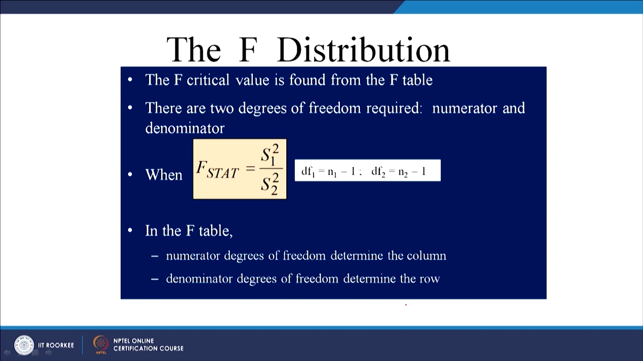So, let us look at this test. We have to find out the critical value from the F table, and we need to compare those F table values with the F statistic which we calculate using this formula, which is the ratio of these two variances. But in the F table we get the value at the numerator degrees of freedom and at the denominator degrees of freedom, right.